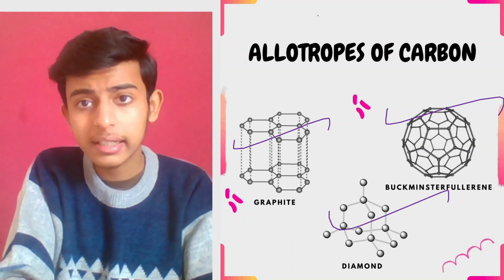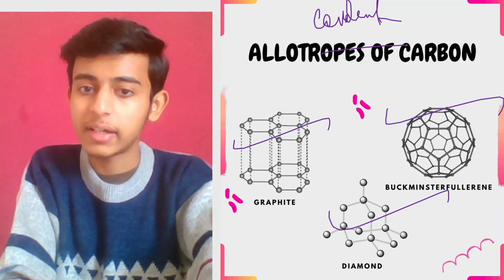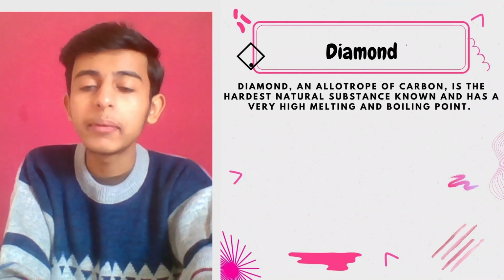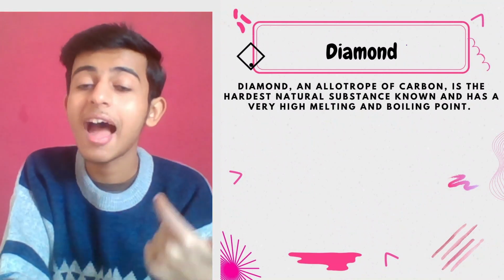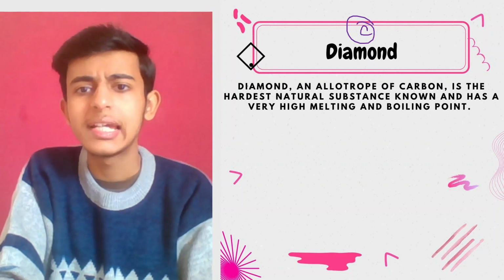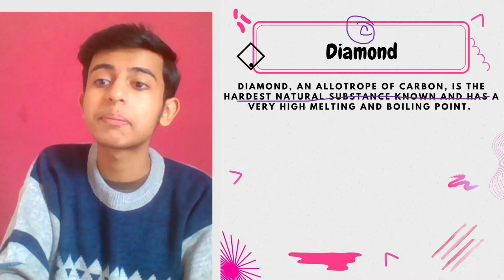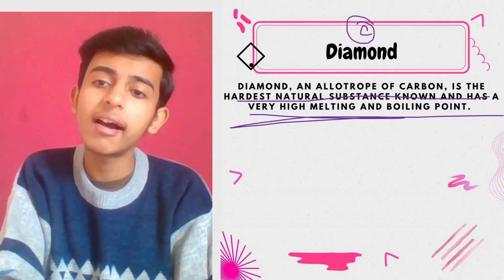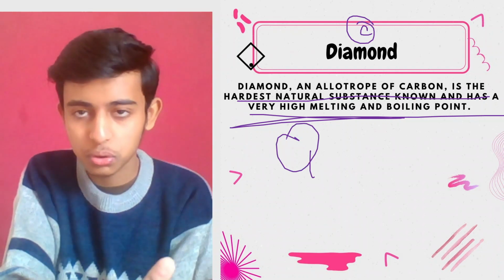I talked about it in the previous session, also related to covalent bonds. So please revise that. Now, diamond, can you just imagine diamond and graphite? They have the same chemical composition of carbon. Isn't it strange? Diamond is an allotrope of carbon and it is the hardest natural substance known, and it has a very high melting and boiling point. So first is diamond, you should know about it.